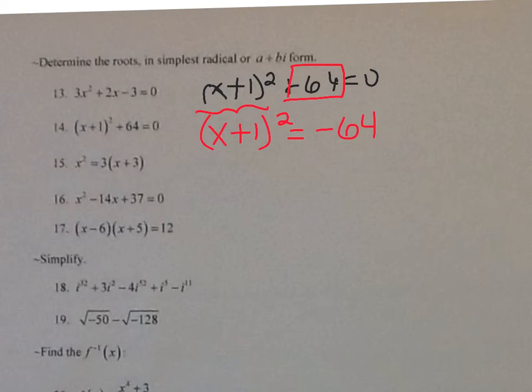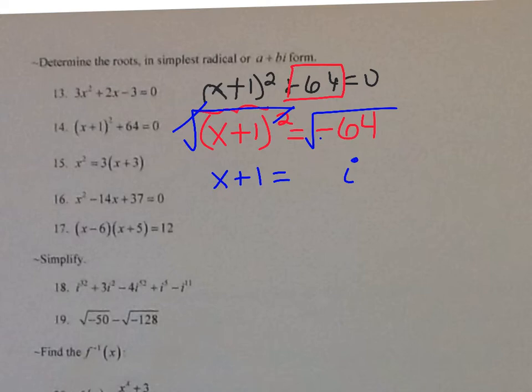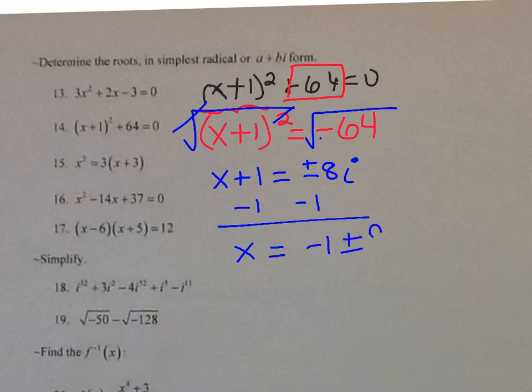To get rid of the square, you take the square root of both sides. Remember, a square and a square root cancel each other out, so now I'm left with x plus 1 equals. The negative under the square root becomes an i. The square root of 64 is 8. Now remember, we're square rooting, so it's plus or minus. Minus 1 from both sides, that goes in front of the plus or minus, so x equals negative 1 plus or minus 8i.